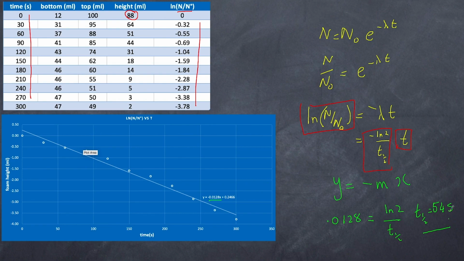So there is my half-life of my beer foam, to take 54 seconds for half of it to decay. Now, clearly there are a number of errors incorporated in this, but it's the process that is really important.